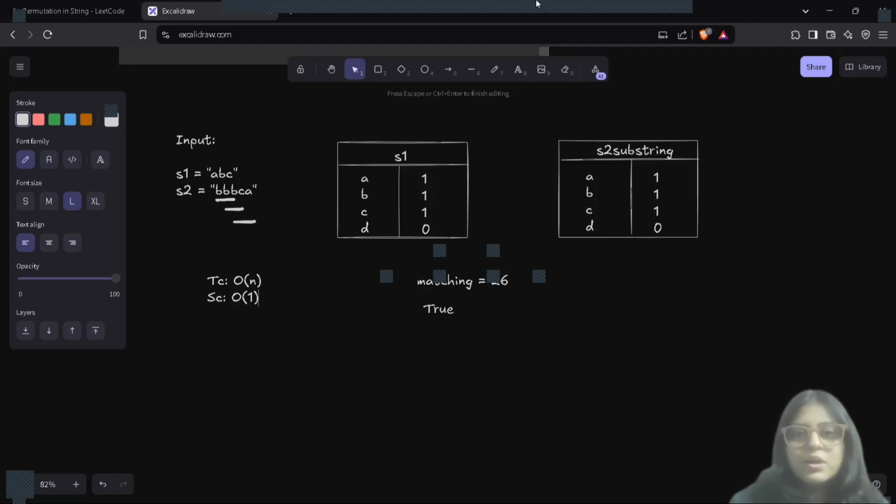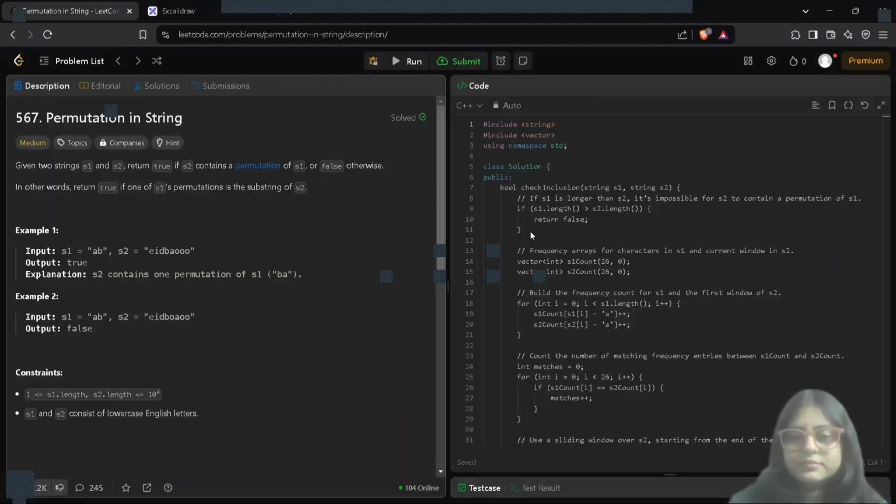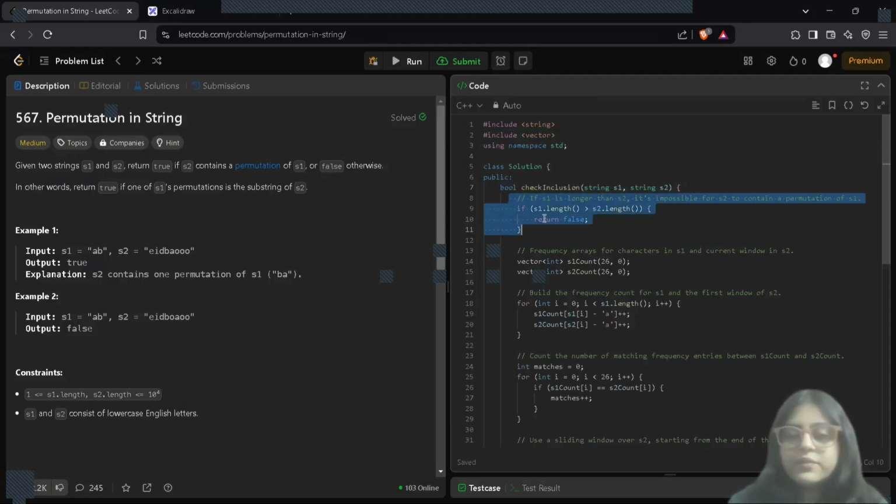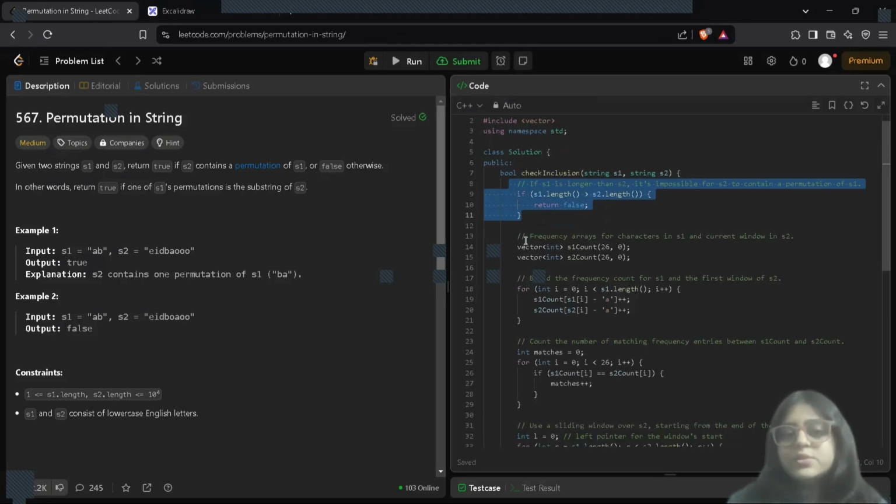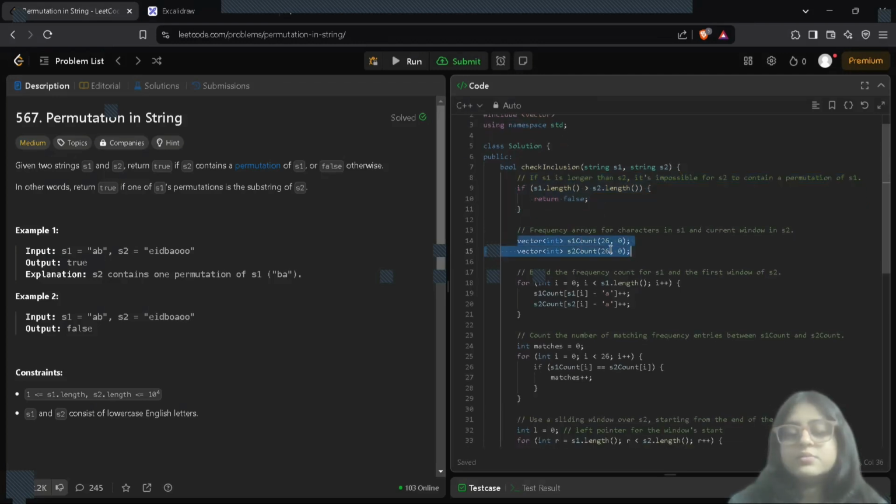So let's look into the code now. Yeah, so we have the function here, which is called checkInclusion. It takes strings S1 and S2. First is the base case: if the length of S1 exceeds the length of S2, we'll return false, because in this way we can never check for inclusion of S1 in S2, as it is not practically possible. Next, we have two frequency arrays, both 26 in length, and both will have all 26 values as 0 initially.